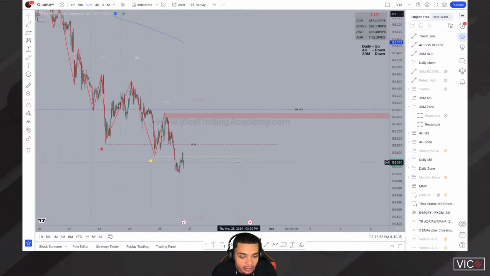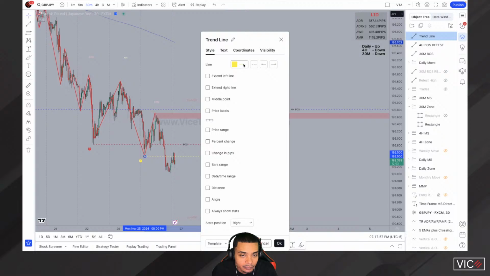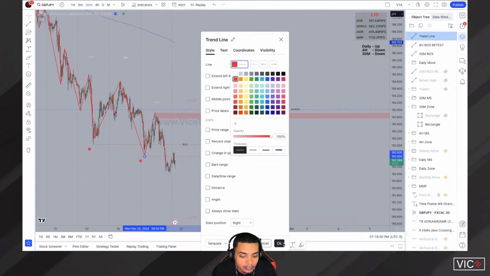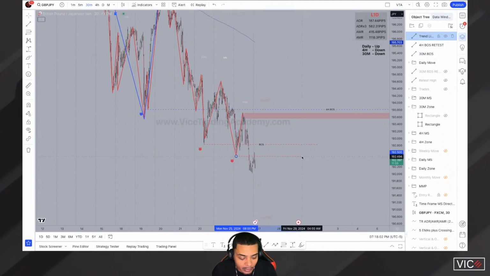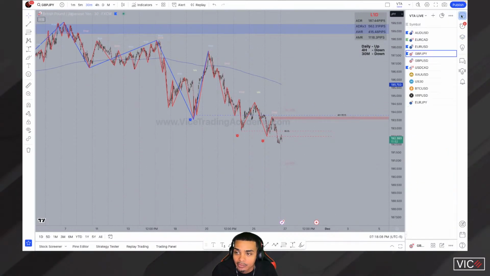BOS retest up here. Two POIs over here to continue the trend. So this stays on.